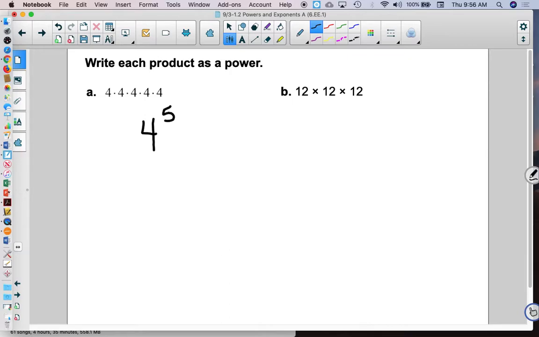Everybody do B. Everybody write B on their paper, on your own. Let's see if you got this.